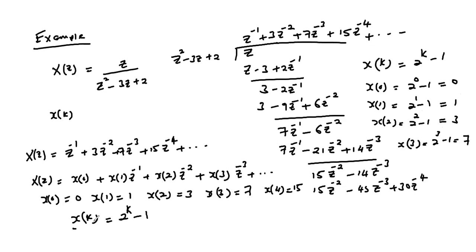And therefore, the corresponding inverse z transform for our given function is given by x of k is 2 power k minus 1. And that is the inverse Z transform using the direct division method.